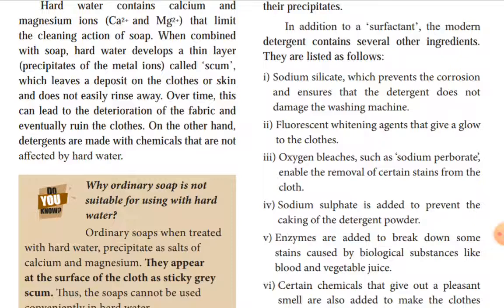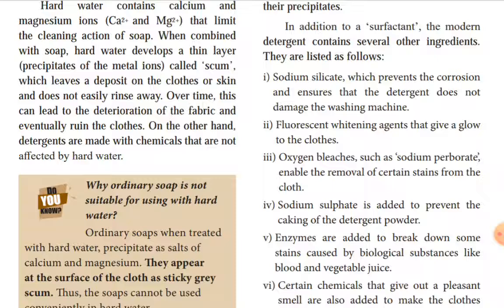Inside the drum is made up of metal. That drum is going to be corroded and deteriorate, damaged because of the action of detergent powder with water. This corrosion is reduced by the addition of sodium silicate. Sodium silicate prevents the corrosion and ensures that the detergent does not damage the washing machine. So sodium silicate is taken in the detergent powder to prevent the corrosion of the washing machine.